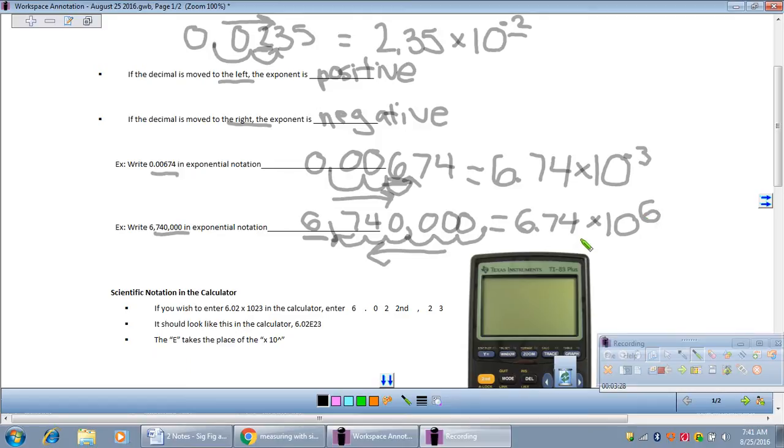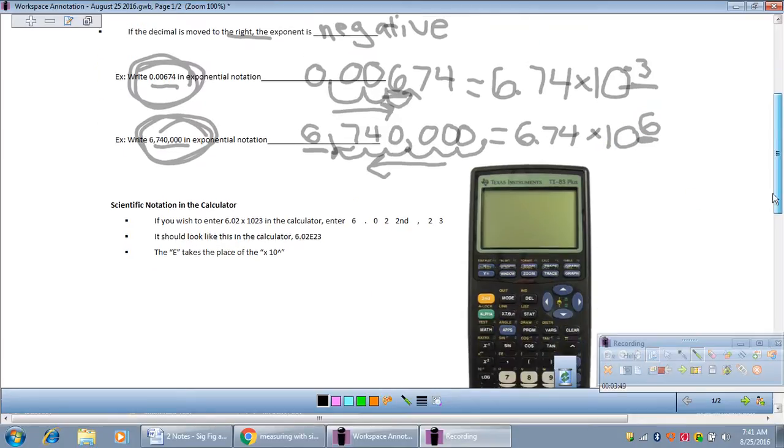What you need to remember is if you're talking about a really small number, your exponent's going to be negative because that signifies you have a small number you're dealing with. If you're dealing with a really large number, your exponent must be positive because that tells you that you have a large number. So please remember those rules.